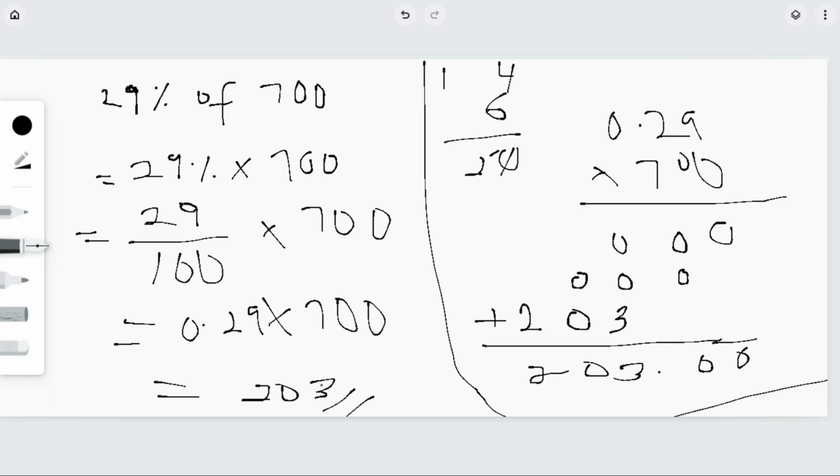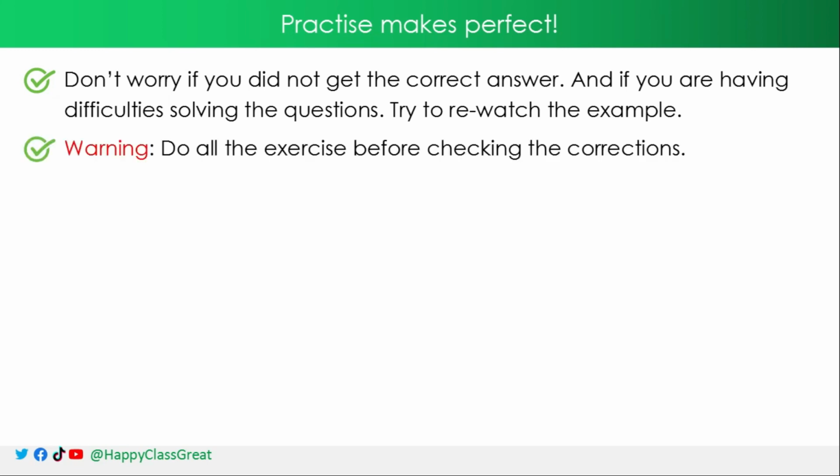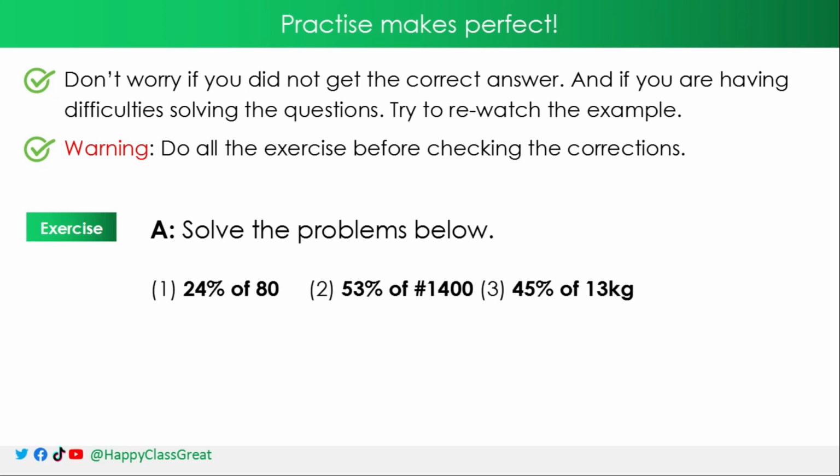Let me give you some exercise to do. If you don't understand the exercise you are doing, just go back and watch my examples, and do all the exercise before seeing the corrections that I will do with you in the next section. You understand? So the exercise is that you solve the problems. The first question is that you find 24% of 80 and 53% of 1400 naira and 43% of 13 kilogram. You understand? So it's not difficult. So pause the video right now and make sure you do it before even watching the correction that I want to give to you. So pause the video now.